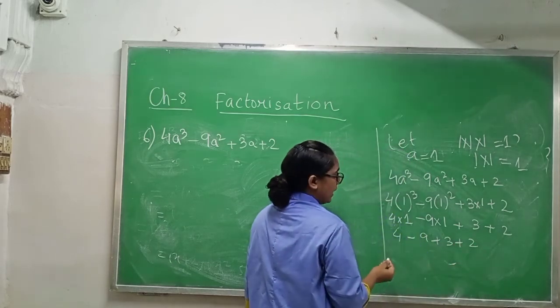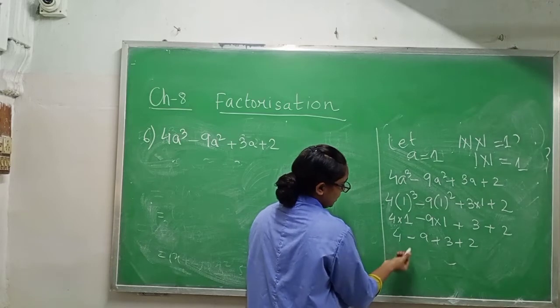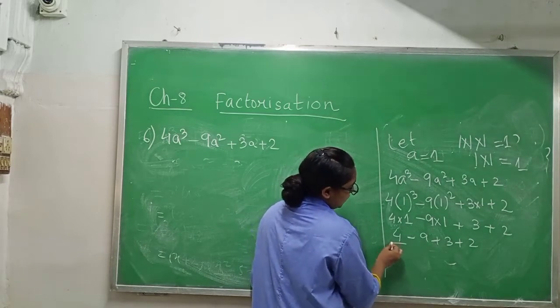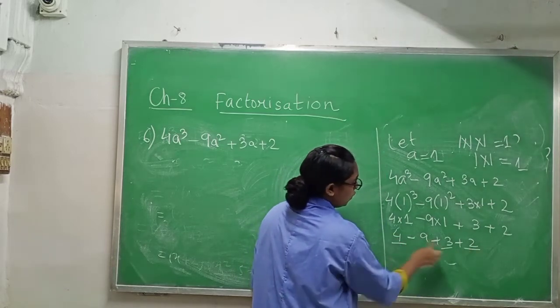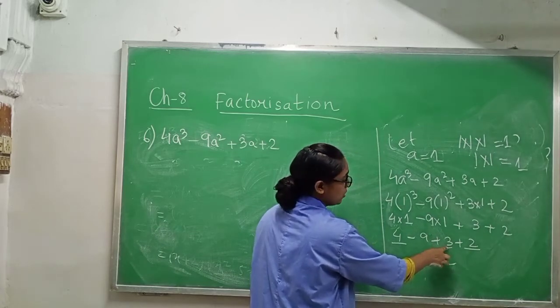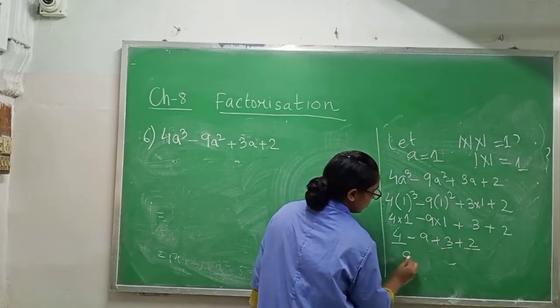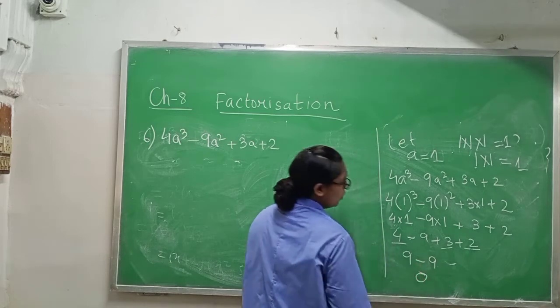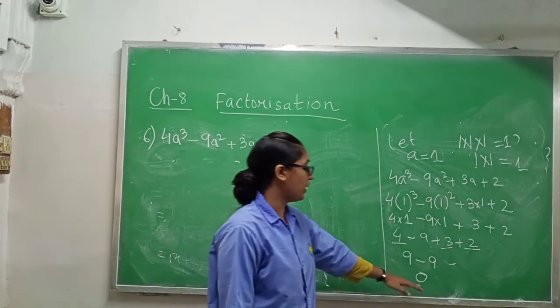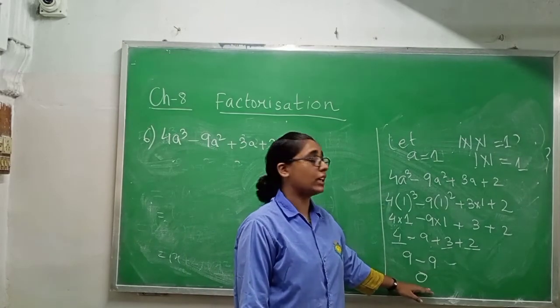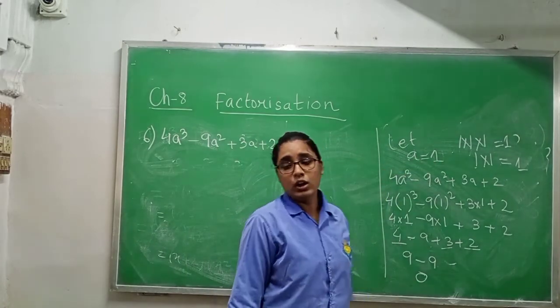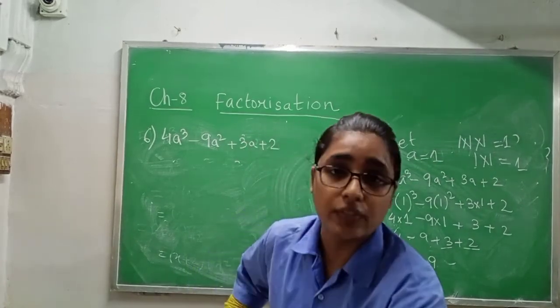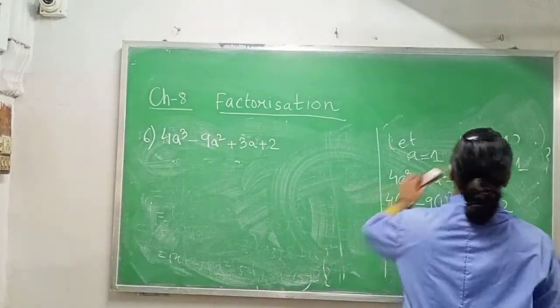Now do one thing, add the numbers which can be added: 4 plus 3 plus 2. So 4 plus 3, how much? 7. 7 plus 2, 9. So 9 and here minus 9. Plus 9 minus 9 will give you 0. It means that whenever I am getting 0 in the last, we can use this a equals to 1 to factorize the given equation, given question.